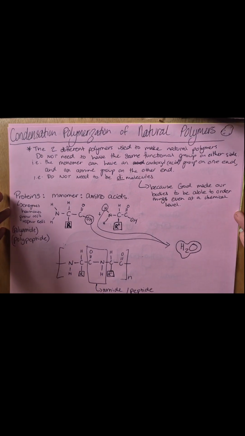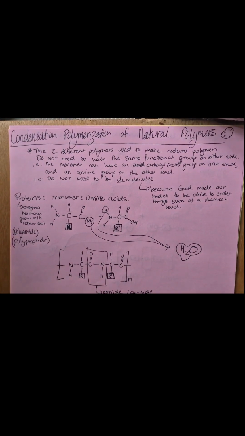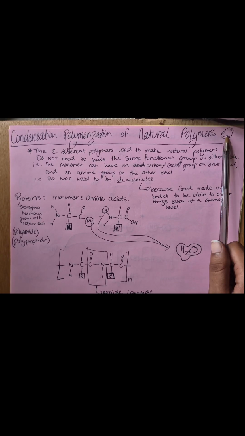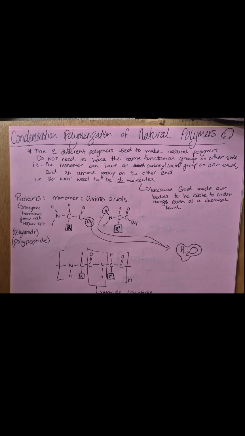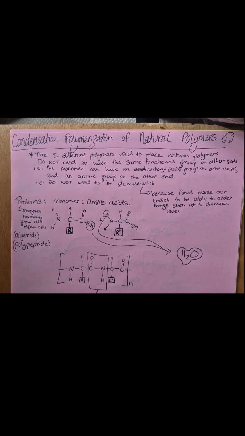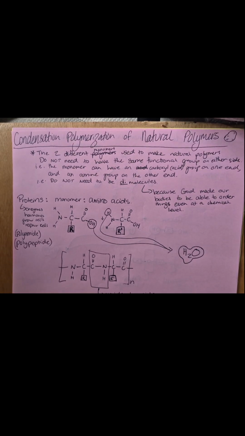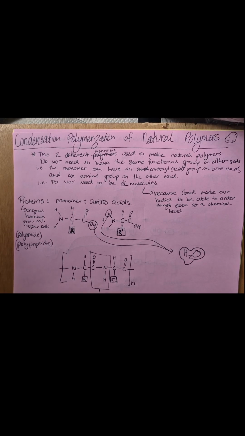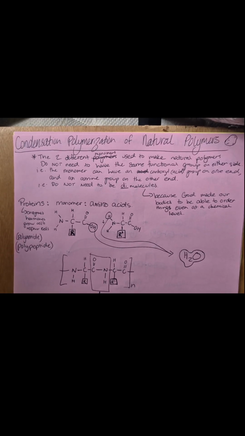Let's get into condensation polymerization of our natural polymers. And yes, I have my potato once again to remind you about starch being a polymer. Now, in condensation polymerization of natural polymers, the two different monomers that are used to make natural polymers do not need to have the same functional group on either side. That means that the monomer can have a carboxylic acid group on one end and an amine group on the other end. They do not need to be di molecules.